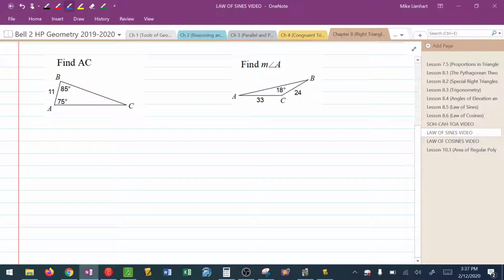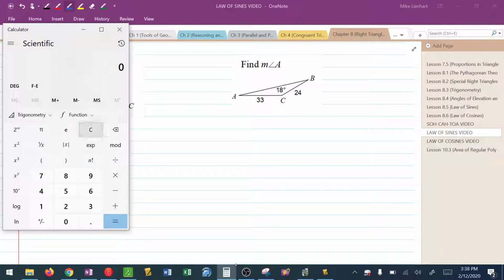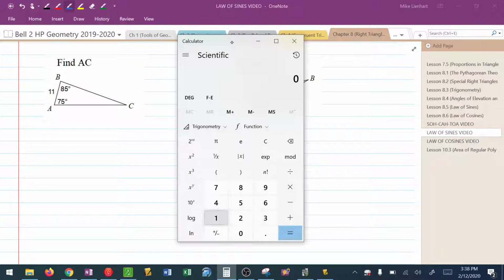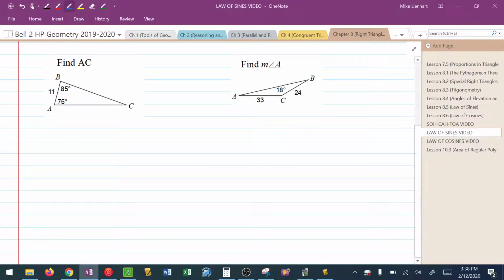All right? Well, I know that in every triangle, the angles have to add up to 180 degrees. So if I have 180 degrees and one of the angles is 85 and one of the angles is 75, if I take those away, I can tell that angle C is 20 degrees. This allows me to have what I like to refer to as home base. My home base means the sine of 20 degrees over 11 is a ratio in which I know the value of both pieces of the ratio.